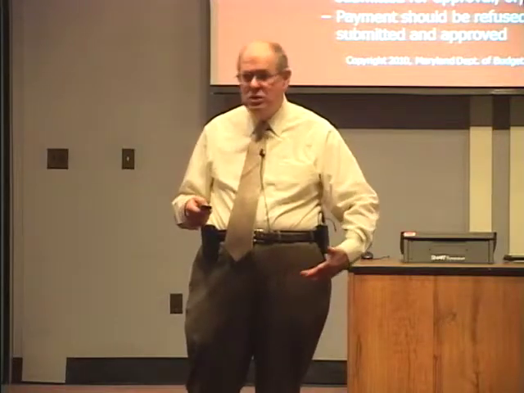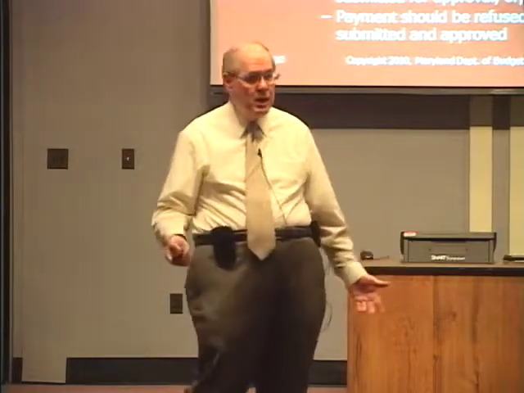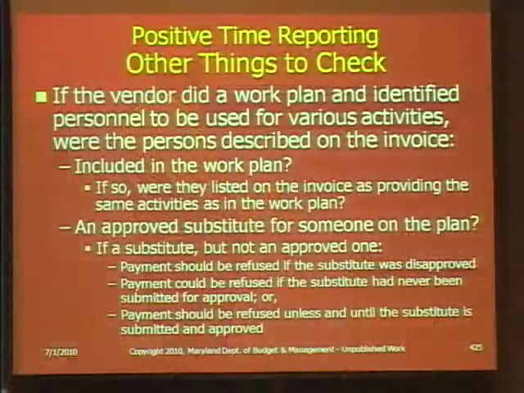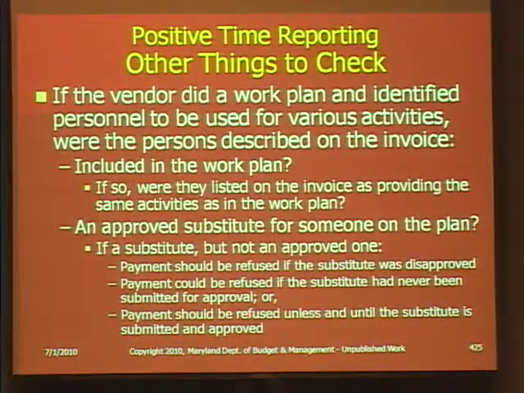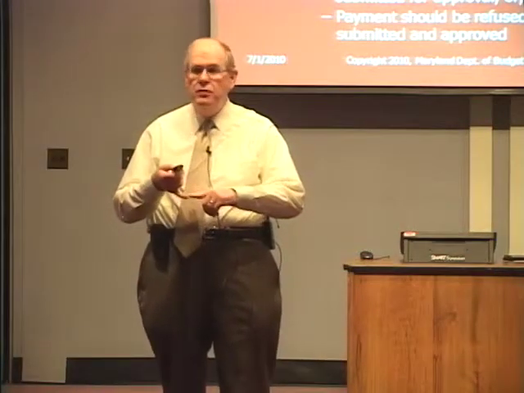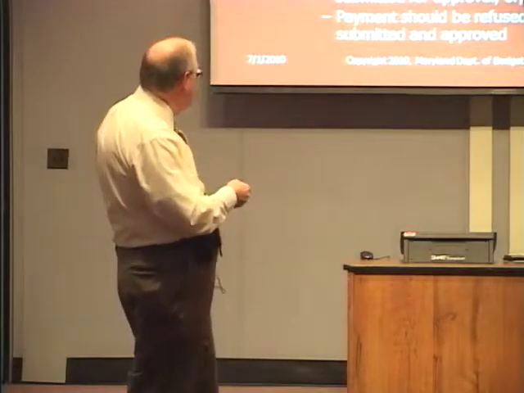Approved substitution: you submit the request, we disapprove it, you can't substitute. And if you use them anyway, we don't pay. That's the first thing. If they had never submitted the person for approval to substitute, then what you probably should do is not pay until they actually submit a request for substitution. And if you're okay and approve the substitution, then you go ahead and pay the bill.